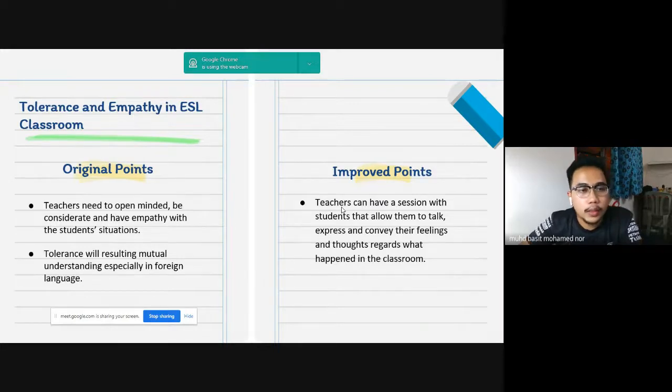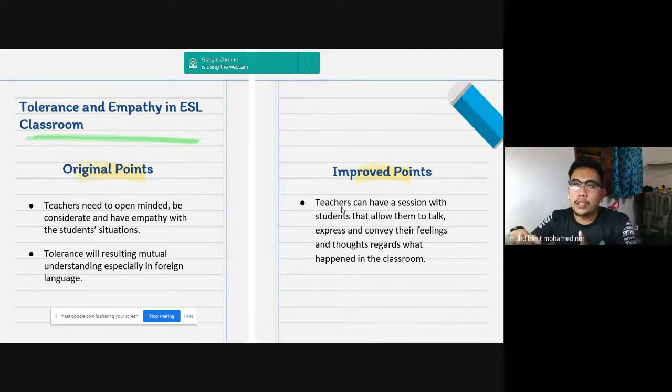From my previous points, I said that teachers need to be open-minded, be considerate, and have empathy with student situation. And this tolerance that they show will result in mutual understanding, especially in foreign language, which is what we're talking about, English. But for the improve points, I did improve in terms of the teachers. Teachers can have a session with students that allows them to talk, express, and convey their feelings and thoughts regarding what happened in the classroom.